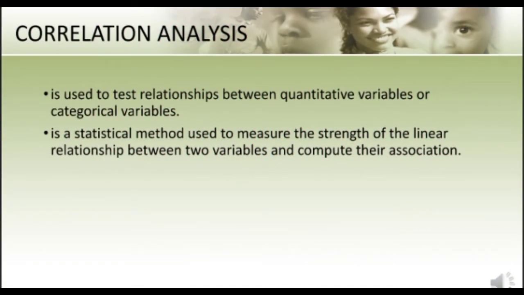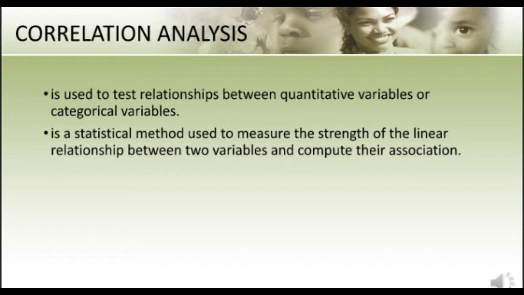So hi guys, for today's video, the topic is about correlation analysis. So what is the definition of correlation analysis? Correlation is used to test relationships between quantitative variables or categorical variables. In other words, it is a measure of how things are related. The study of how variables are correlated is called correlation analysis.